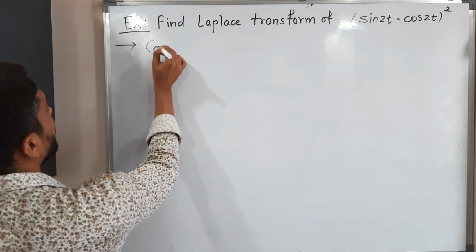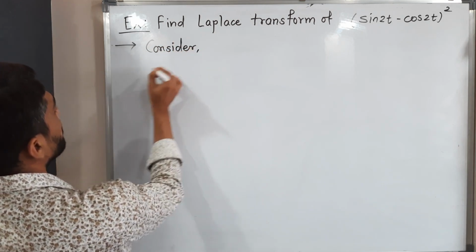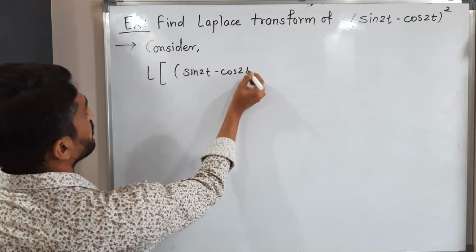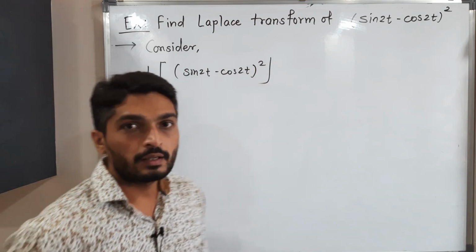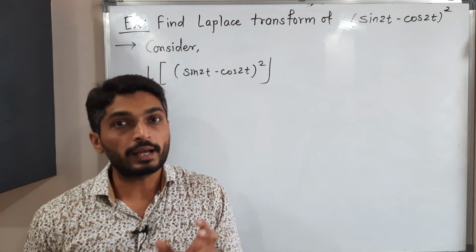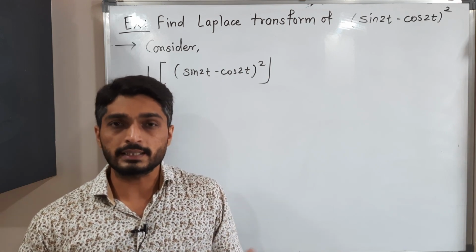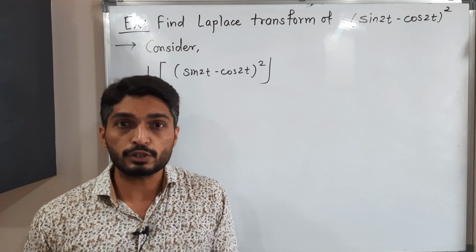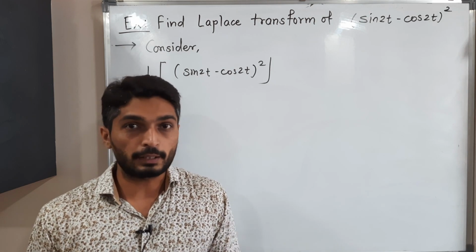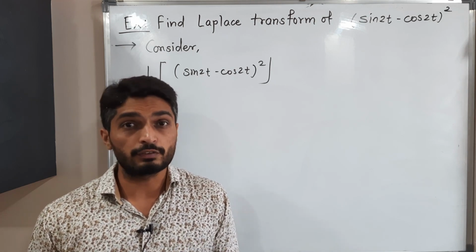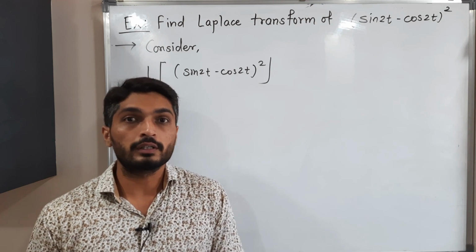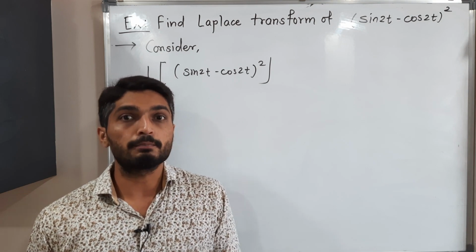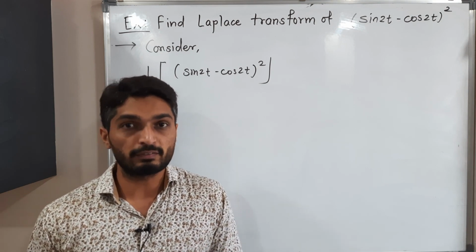So I consider the Laplace of sine 2t minus cos 2t whole square. See, we cannot take separate Laplace since we have a bracket square. In the next examples also we will face such a situation. That means multiplication is there. If addition or subtraction is there, definitely we can take separate Laplace. But if you have multiplication, division, or power, you cannot take separate Laplace. In those cases, we have to use some formulas of trigonometry or some bracket expansion formula, and we have to simplify.